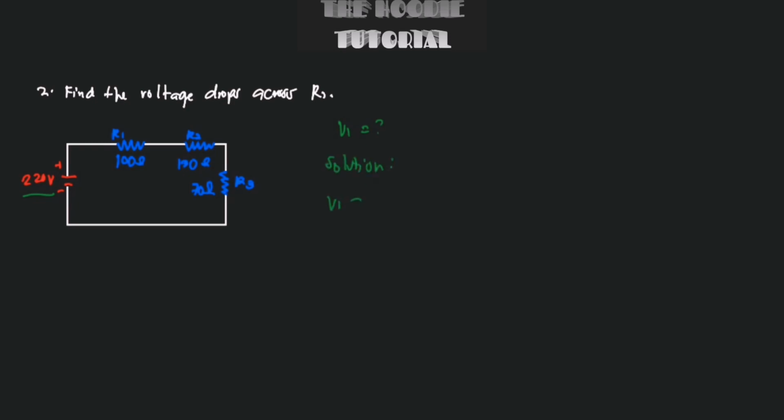How do we find V1? V1 is just equal to VT times R1 divided by RT. Since we have 3 resistors connected in series, RT is equal to R1 plus R2 plus R3. R1 is 100 ohms, R2 is 130 ohms, and R3 is 70 ohms. Therefore, RT is equal to 300 ohms.